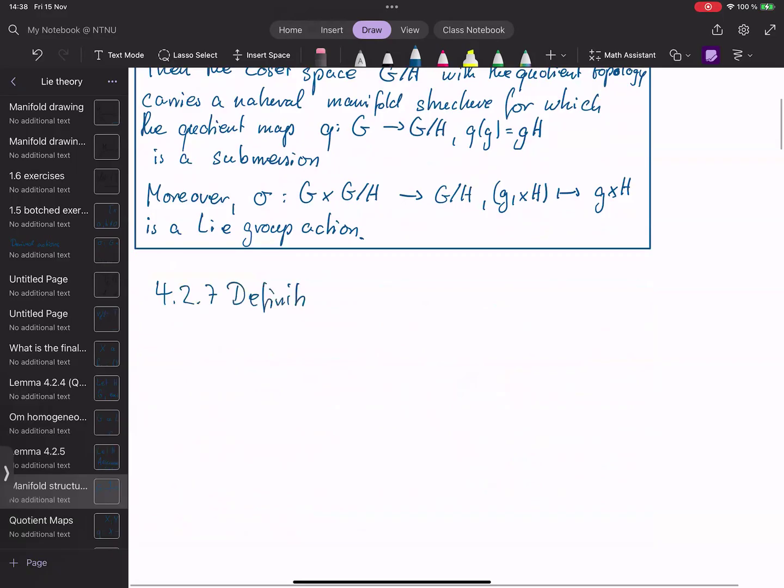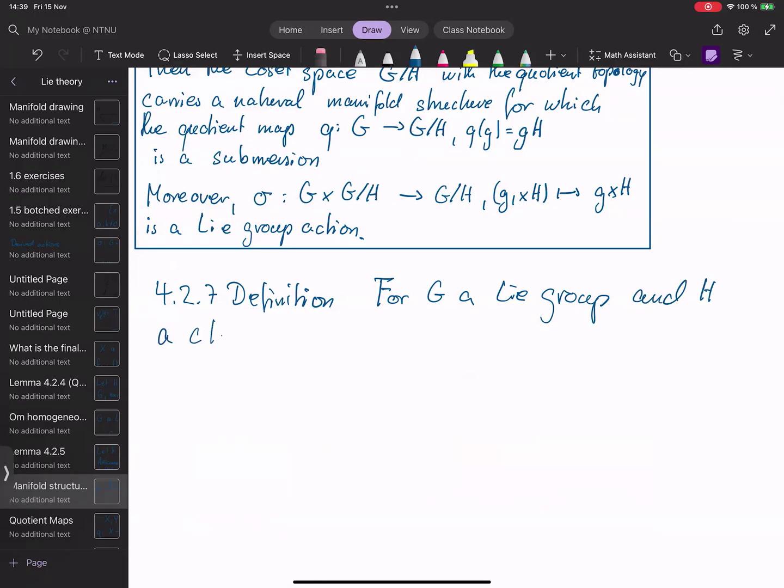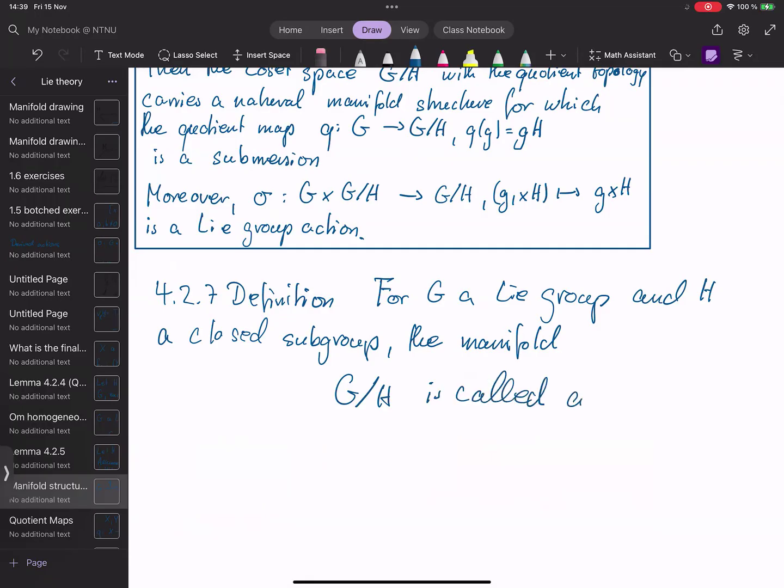For G a Lie group and H a closed subgroup, the manifold we just constructed in the last theorem, G mod H, is called a homogeneous space. Those are homogeneous spaces. Okay, which explains the title here.